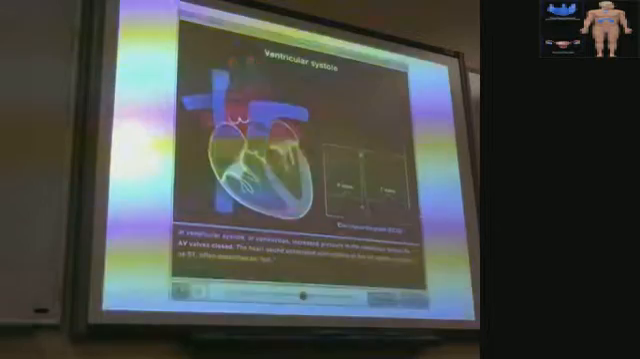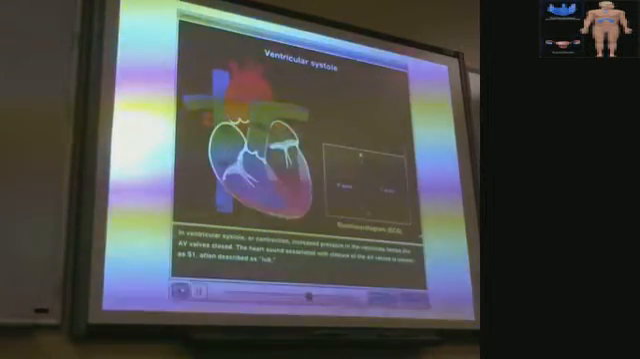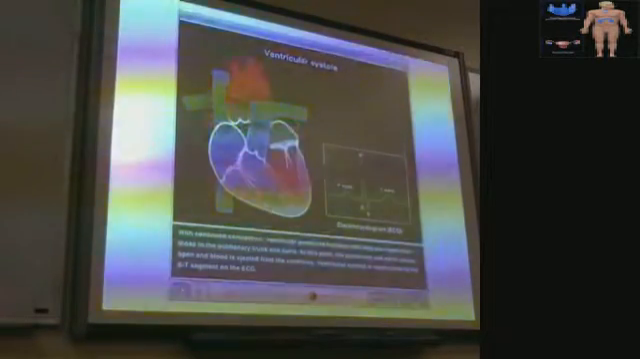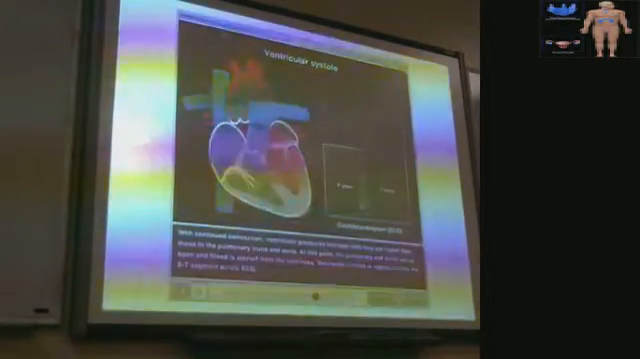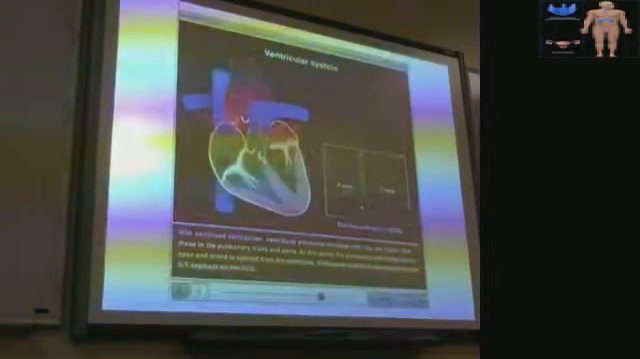In ventricular systole, or contraction, increased pressure in the ventricles forces the AV valves closed. The heart sound associated with the closure of the AV valves is known as S1, often described as lub. With continued contraction, ventricular pressures increase until they are higher than those in the pulmonary trunk and aorta. At this point, the pulmonary and aortic valves open and blood is ejected from the ventricles. Ventricular systole is represented by the ST segment on the ECG.